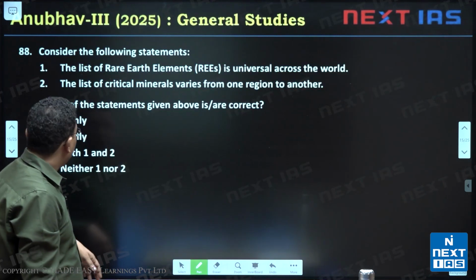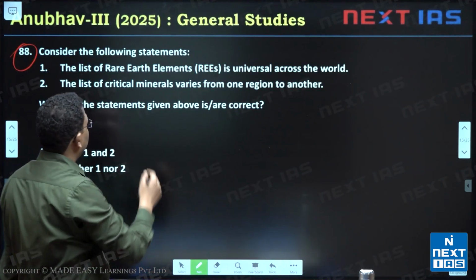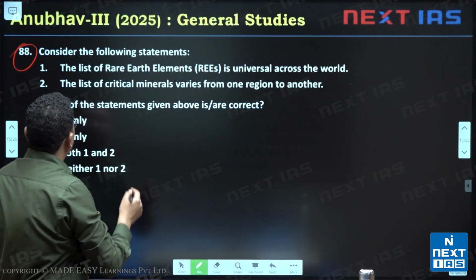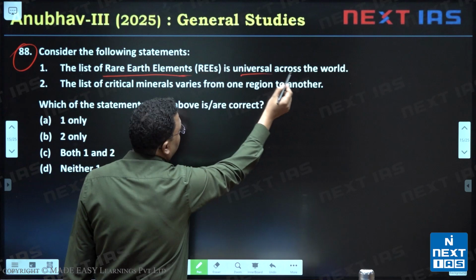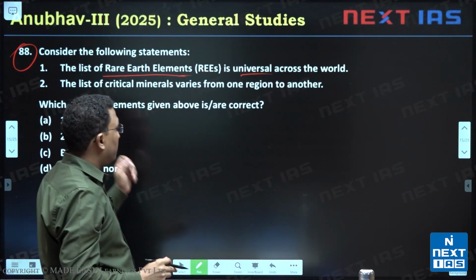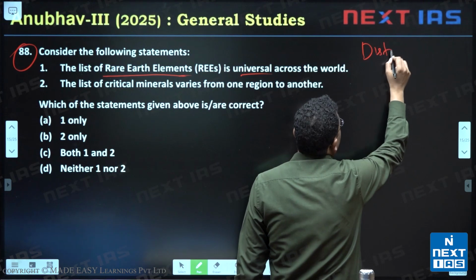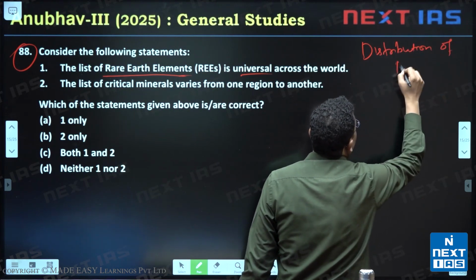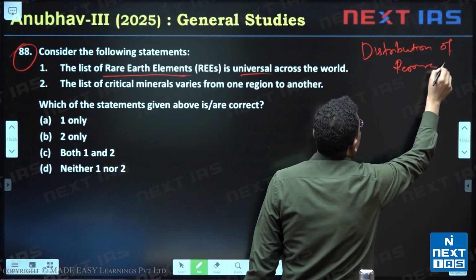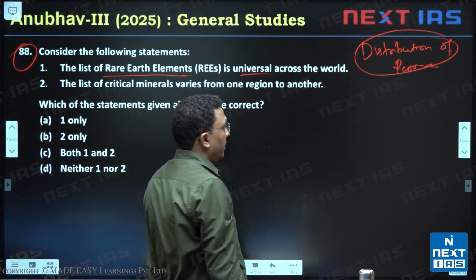Now let's move on to the next question, that is question 88. It says, consider the following statements. The list of rare earth elements is universal across the world, right? So first of all, this is a question from the topic distribution of resources. This is a very important topic from prelims exam point of view.